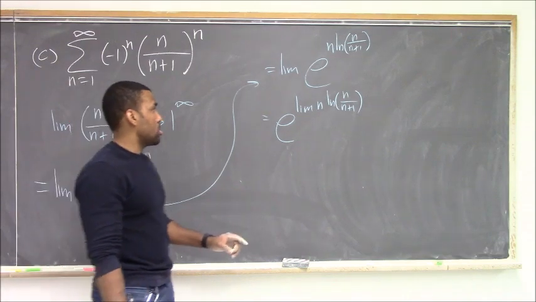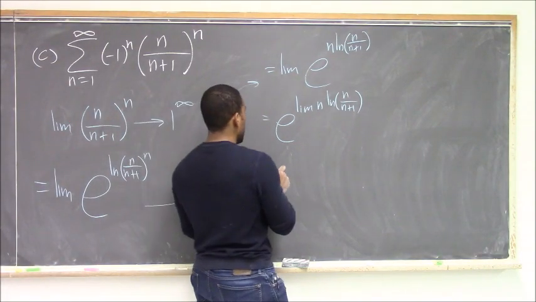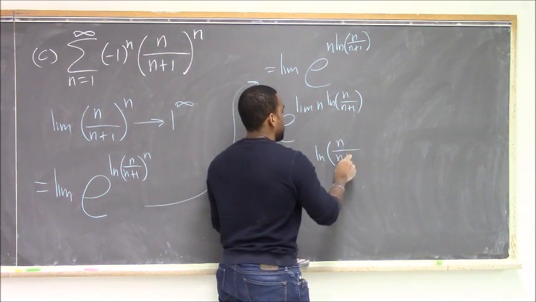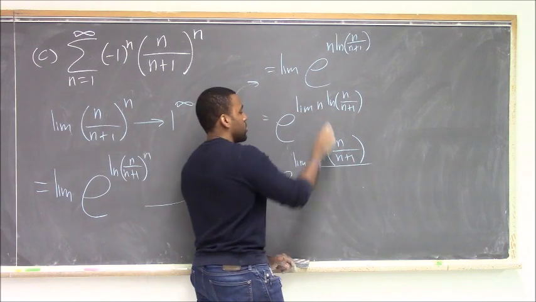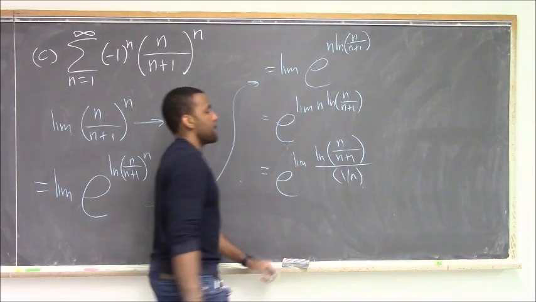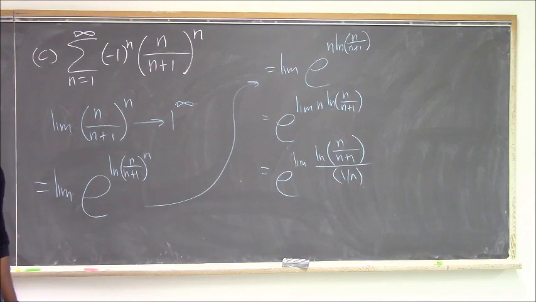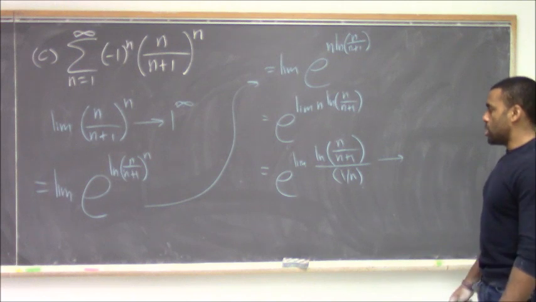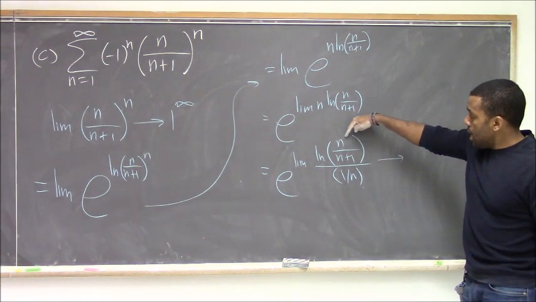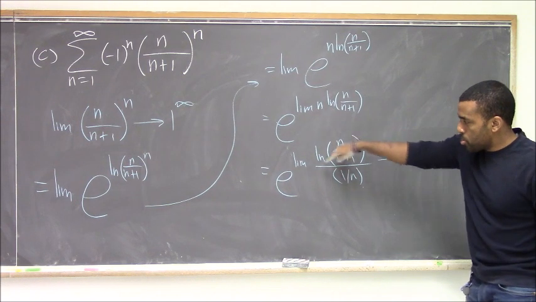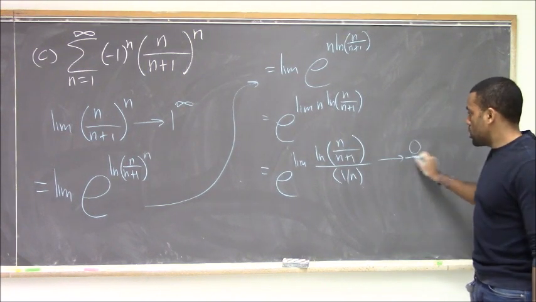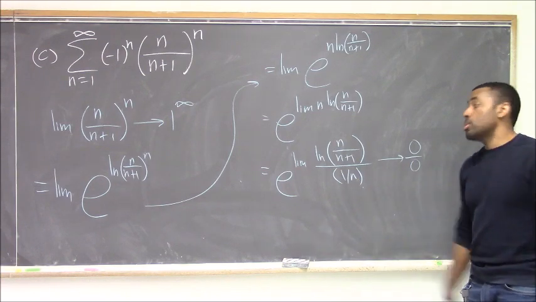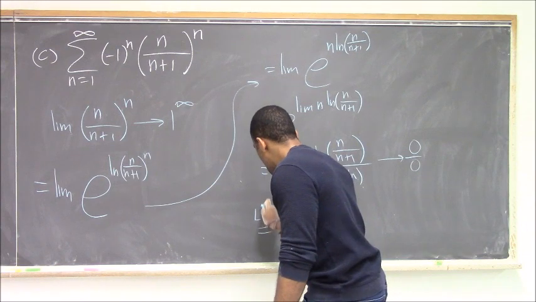Now what I can do is rewrite this in a convenient way. Move the n from in front to the denominator and take its reciprocal. Now why would I do that? Notice what this approaches here. As n approaches infinity, n over n plus 1 would approach 1, so the top approaches ln of 1, which is 0. And as n approaches infinity, 1 over n approaches 0. It's a 0 over 0 limit, which means I can apply L'Hopital.